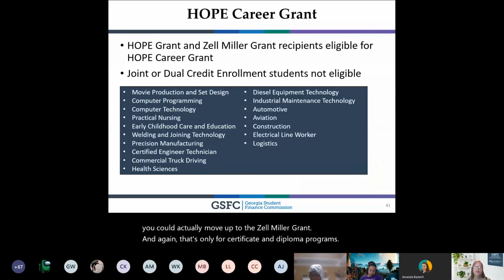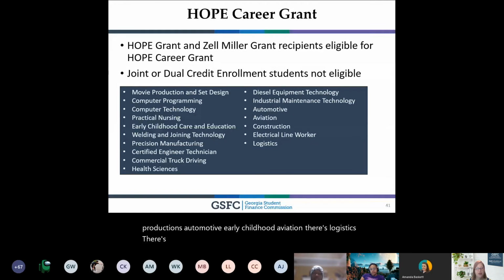There's also the HOPE Career Grant, and there are just a ton of options here that you can work towards. There's movie production, automotive, early childhood, aviation, logistics, cybersecurity, health services, just a lot of certificate and diploma programs that you can get some extra money to help pay for that education.